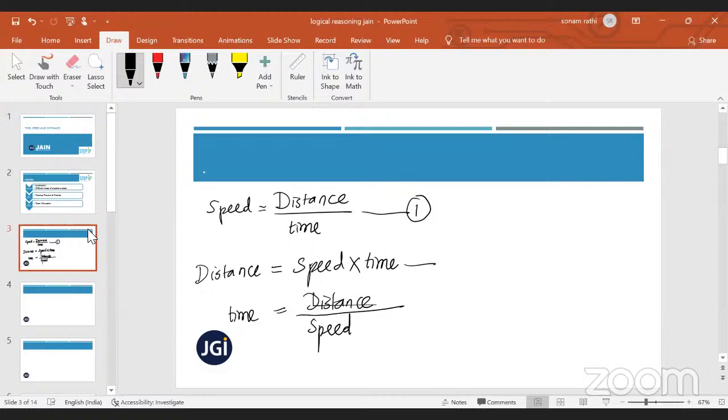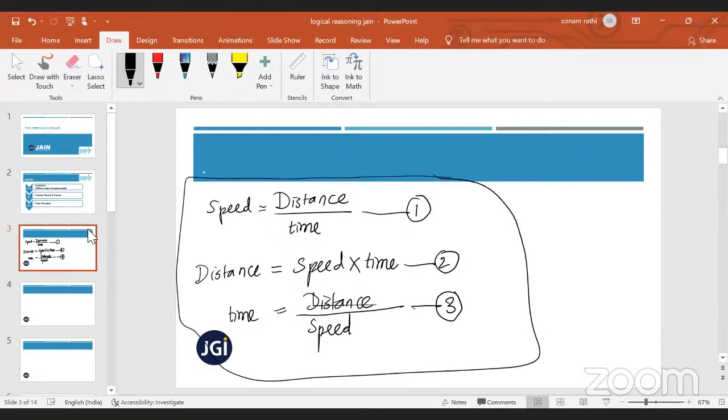So the same thing can be written in 3 different ways. Note down these 3 things. This is important. Speed is equal to distance upon time. Distance is equal to speed into time. Time is equal to distance upon speed. Note this down, everyone.